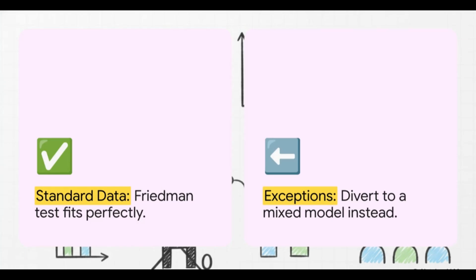So this is our final critical detour. If you have standard, complete data, then congratulations. The Friedman test fits perfectly. Go for it. But if you encounter missingness or covariates, you are immediately redirected away from the Friedman test and into a mixed model instead. Doing this ensures your analysis remains incredibly robust and accurate, even when your data gets a little messy or complex.